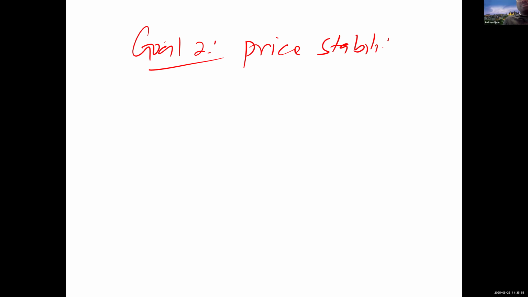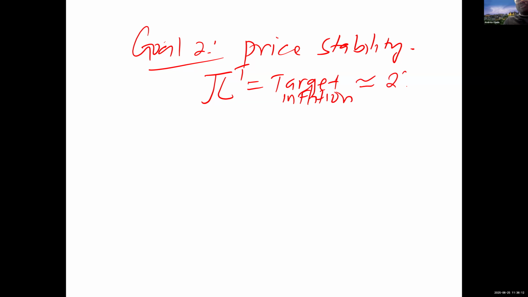Okay, so on inflation, which is goal 2, price stability, we believe that the Fed is going to set a target. Pi t is going to be the target inflation. The Fed might want, we economists believe, about 2%. And then we're going to define pi without a t as the actual inflation.